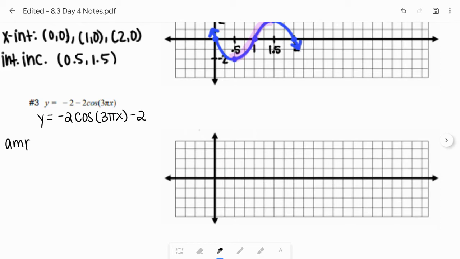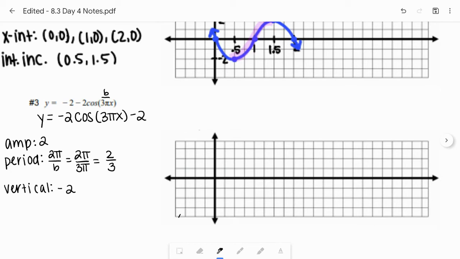Okay, so let's identify our key points. So our amplitude is going to be positive 2. My period, that again we find by 2 pi over b. Okay, so 2 pi, and if we notice, our b is going to be 3 pi. So this whole part is going to be my b. So my pi's cancel out, and I am left with 2/3 being the period. Okay, and then this time we do have a vertical shift, and I am shifting down 2.